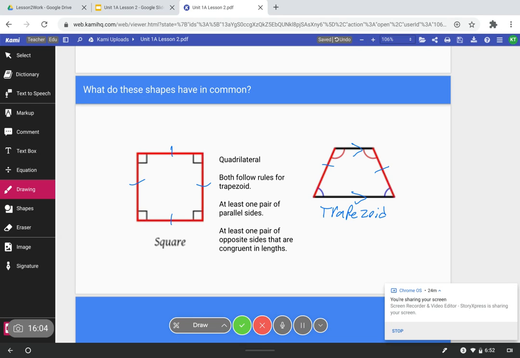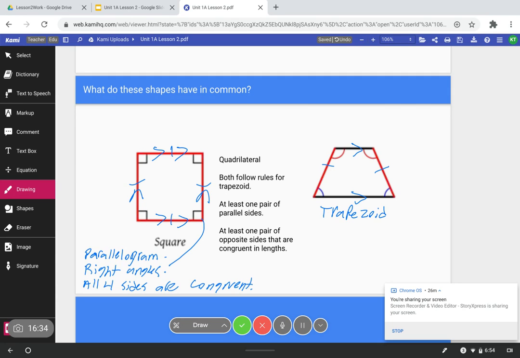So now I'm going to show what they have unique to each other. Like what's different. So what's different between the square and trapezoid is that the square is a parallelogram. It has two pairs of parallel lines. There's one and there's the second. Also, the square has four right angles. Lastly, with the square, all four sides are congruent.